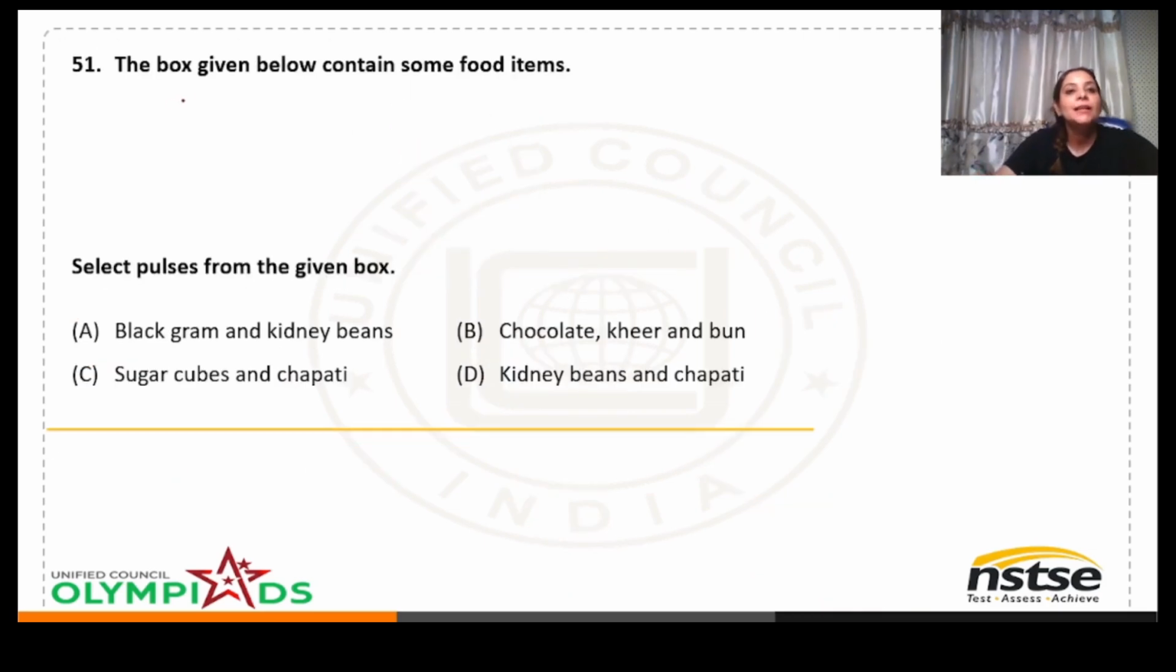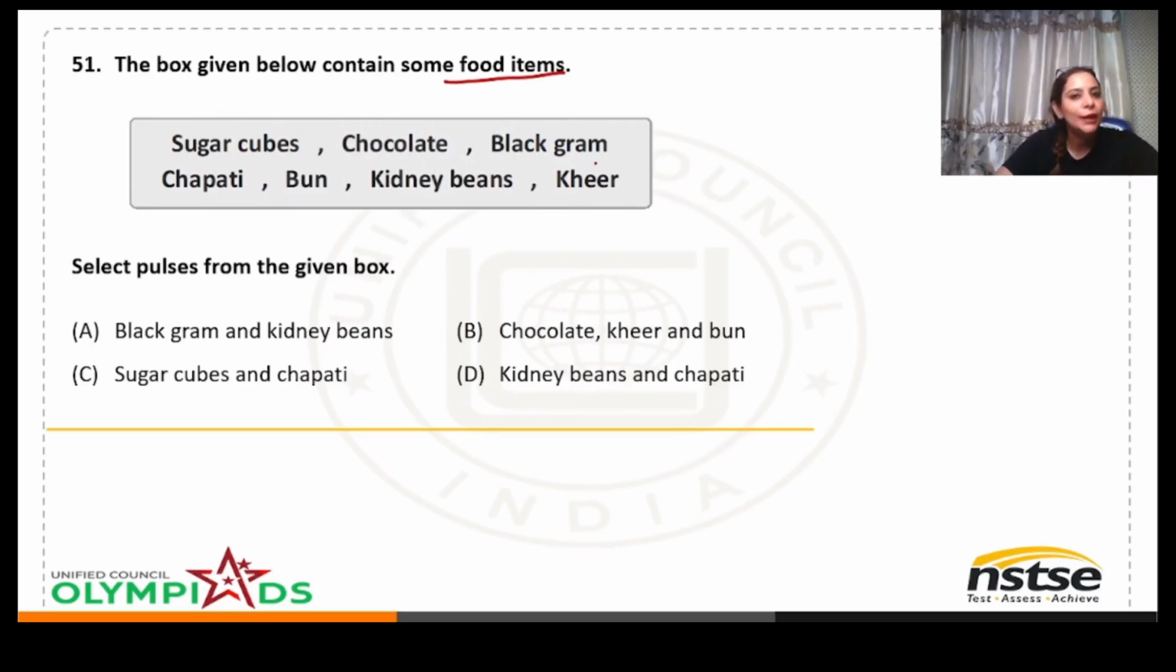Next question. The box given below contains some food items. We have few food items. We need to select pulses from the given box. So you have sugar cubes, chocolate, black gram, chapati, bun, kidney beans and kheer. Now which out of them are pulses? What are pulses? Pulses are basically edible seeds. The seeds, dry seeds basically. Edible, that you can eat, they are dry, that they are not wet, and those seeds which are eaten up, they are called pulses.